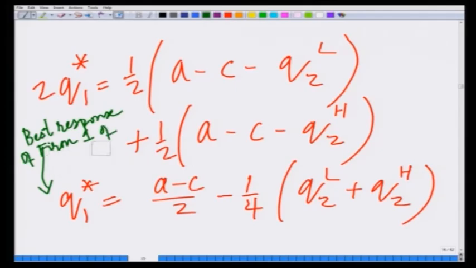This is the best response of firm 1. How do you find the Bayesian Nash equilibrium? Well, at Bayesian Nash equilibrium, each firm of each type is playing its best response.